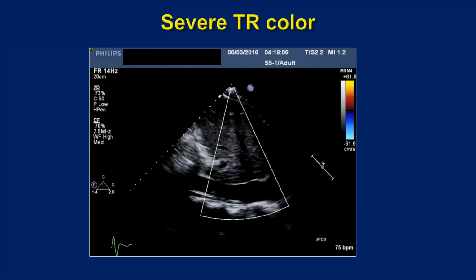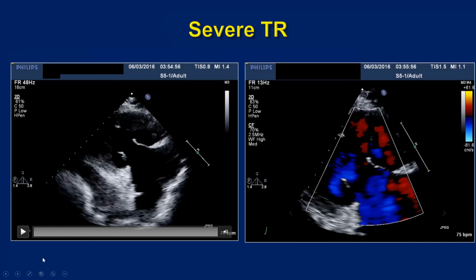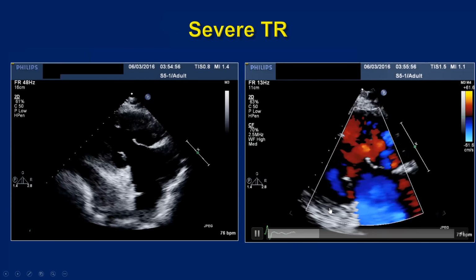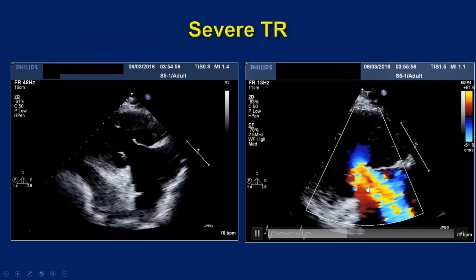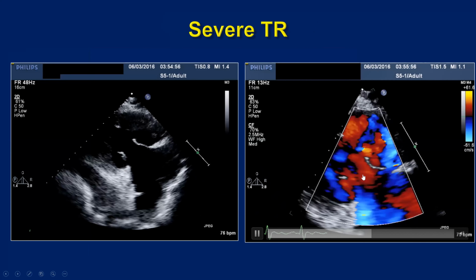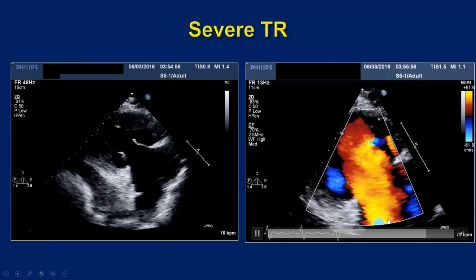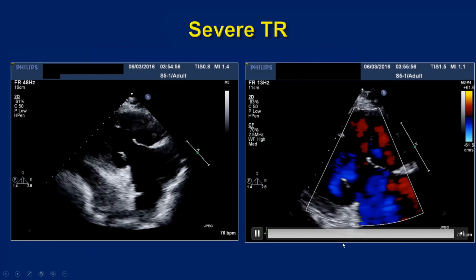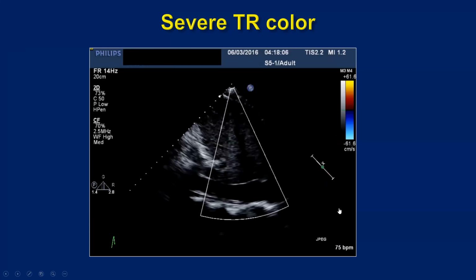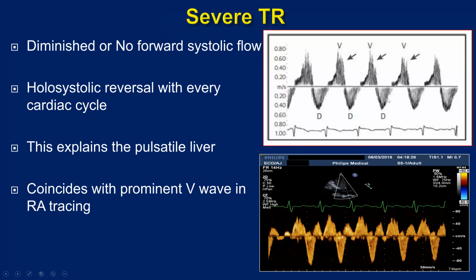tricuspid regurgitation. And the reason is in systole, instead of this valve being closed in systole, it is open for failure of coaptation, and you have the IVC here, hepatic vein here. So the blood will go back towards the hepatic vein, and you will see what will give us in Doppler. So in Doppler, with each cardiac cycle, first of all, we don't have forward flow, diminished or absent forward flow. Instead, we have a very big V wave, systolic wave, backward to the hepatic vein.